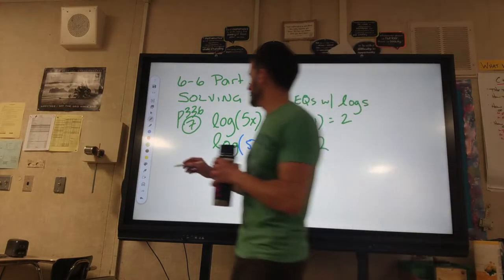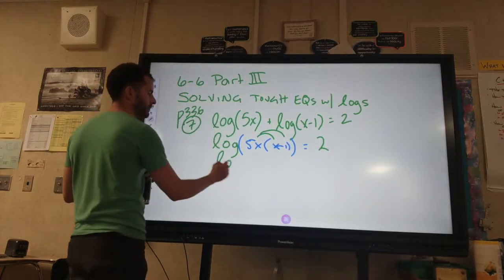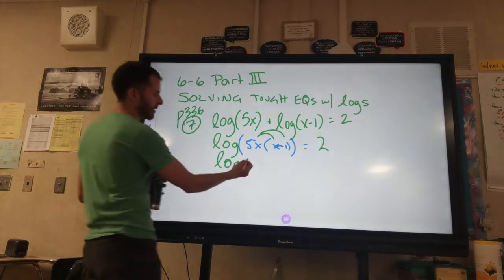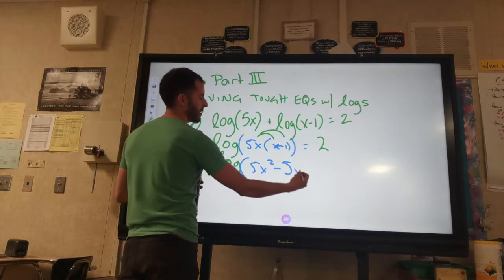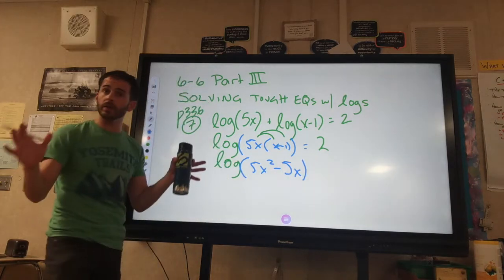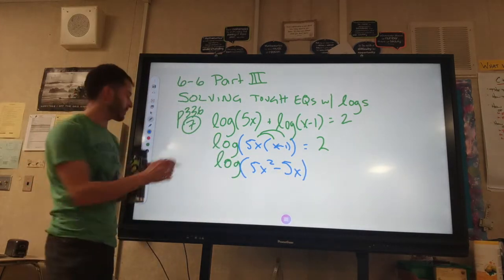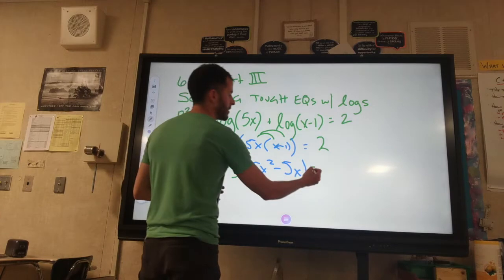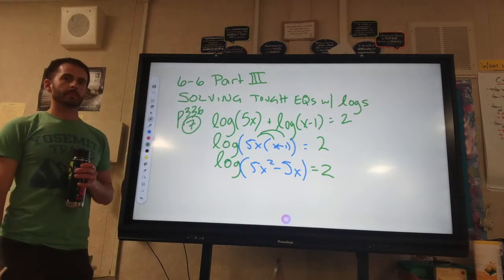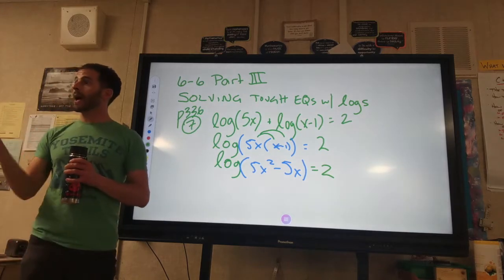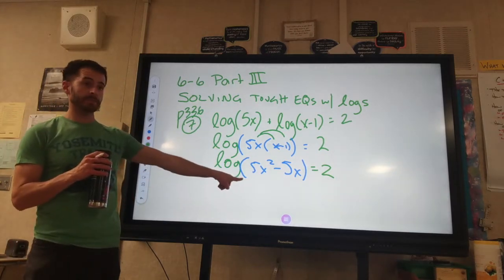So let's distribute. Log of 5x squared minus 5x. Okay, so now it's just 1 set of parentheses. They're still in the logs. Equals 2. All right, and now, what's the base that's missing?